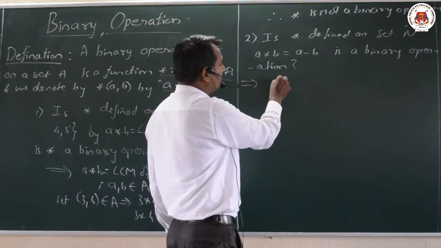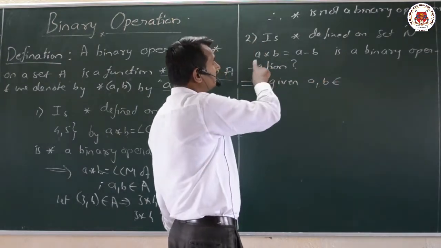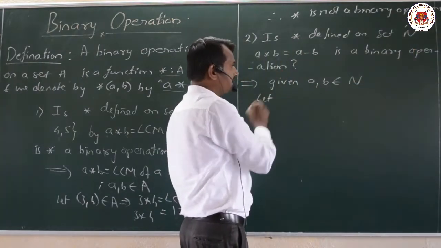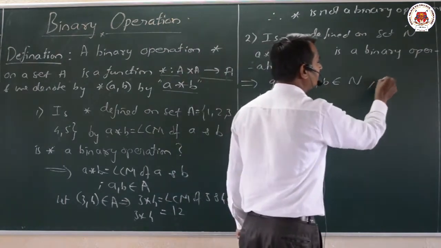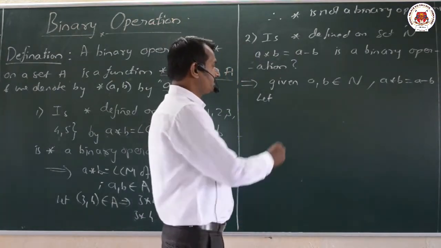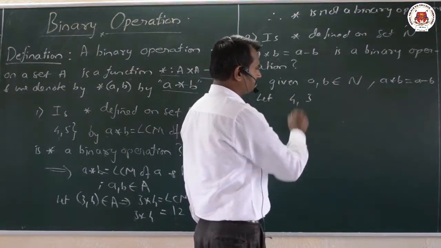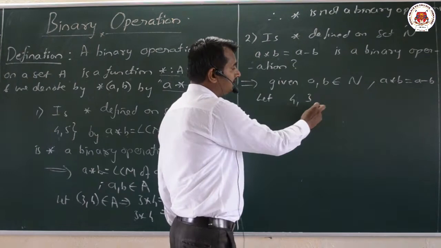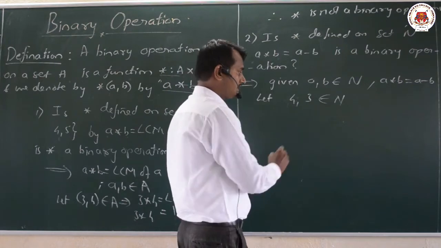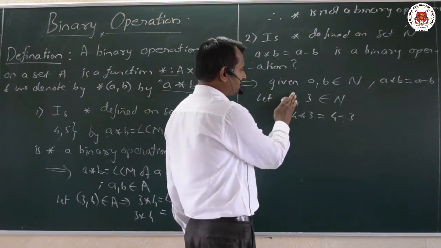As I said, given A comma B belongs to the set of natural numbers N, and A star B equal to A minus B. Now let us take some examples. Let us take A comma B equal to 4 comma 3. Since 4 comma 3 belongs to natural numbers, 4 star 3 equals 4 minus 3, or else you can take another number, 2.